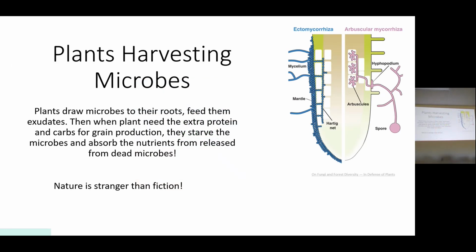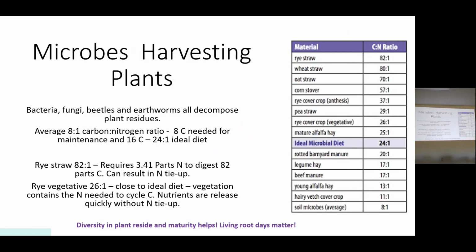The really cool thing is that when the plant determines that it can no longer afford to continue to feed the microbes in the soil, it quits doing it. It'll send those carbs and that protein up to the seed. And when that happens, the microbes can die, and the microbes that are right along the root or inside that plant root can be absorbed by the plant. That's some crazy science right there. Plants harvesting the microbes. And then we turn around and the microbes harvest the plants.